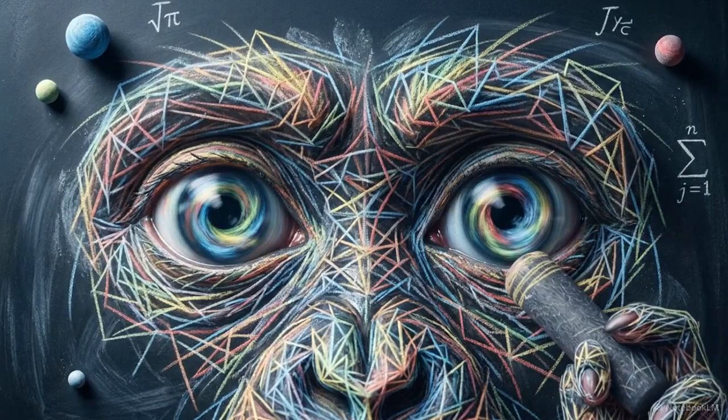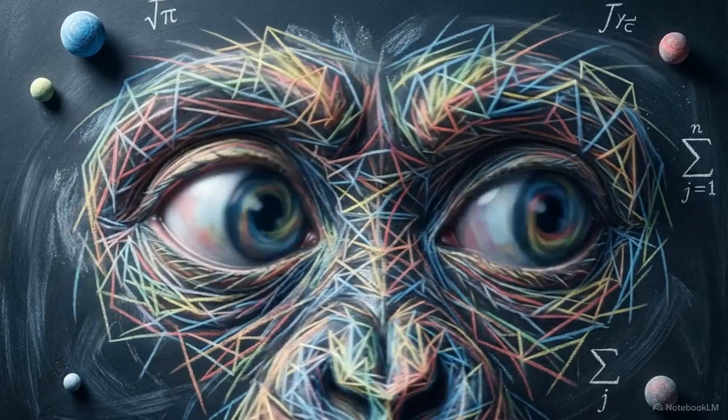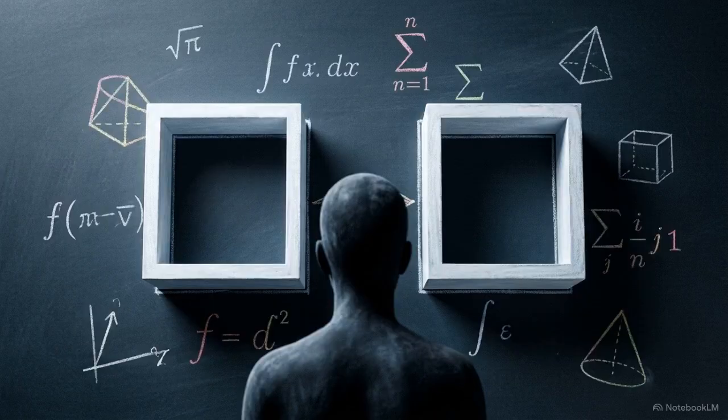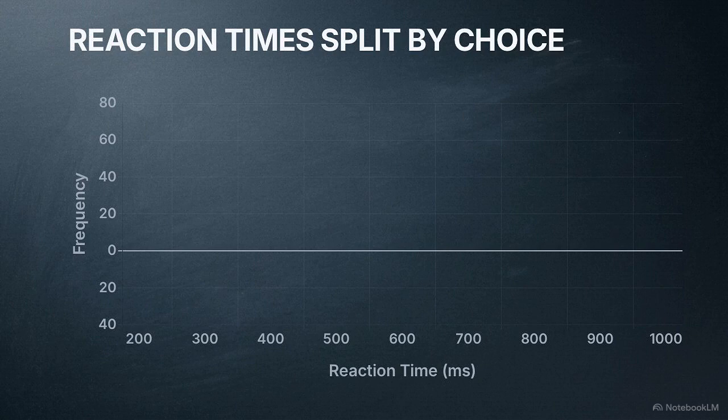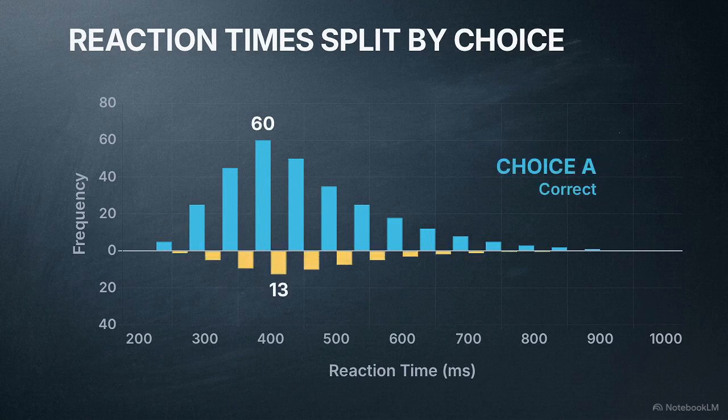In behavioral neuroscience, the two alternative force choice task, or 2AFC, is the foundational tool for measuring decision-making. When a subject performs this task, researchers can record exactly two observable metrics: which option they chose, and the reaction time it took to reach that choice. This is a split histogram plotting those reaction times. The frequencies for choice A point upward along the y-axis, while the frequencies for choice B point downward, mapping the speed of correct versus incorrect decisions.